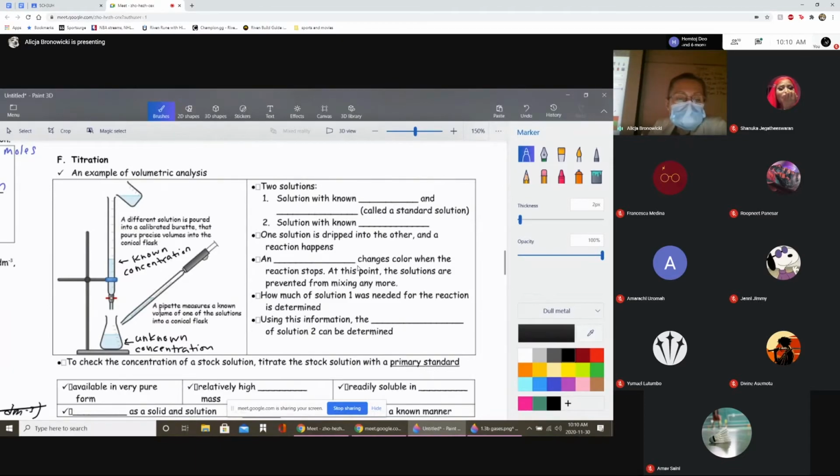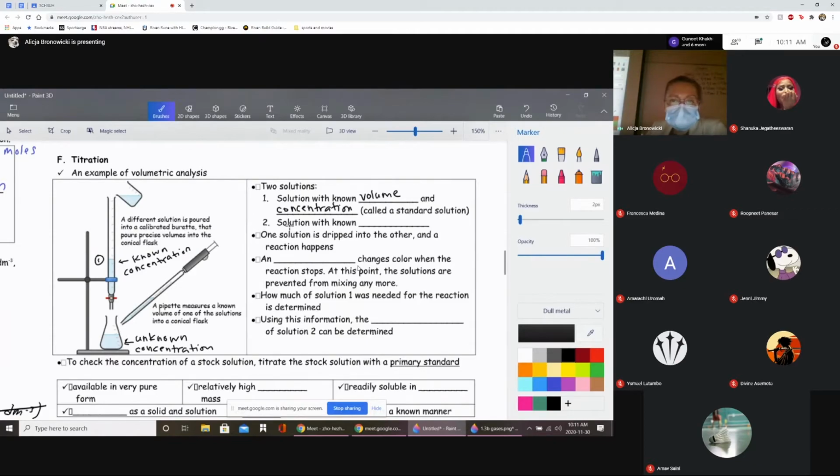Okay, so you would use something where you know the concentration to figure out your unknown concentration. So you have a solution where you know the volume and you know the concentration. So this is one. Here you've got one over here, in this tube called a burette.